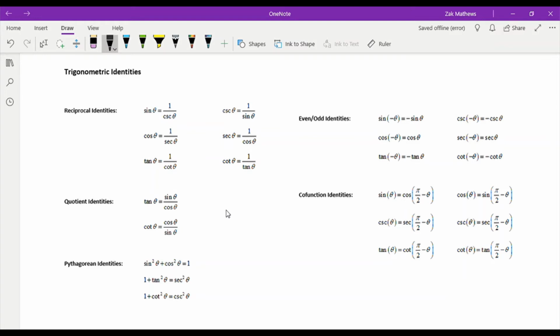In this video, I want to look at how to verify trigonometric identities. To do this, let's start by discussing the basic trigonometric identities, the fundamental identities you might hear them called.